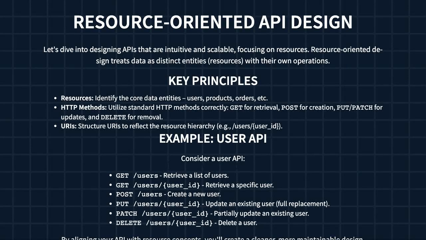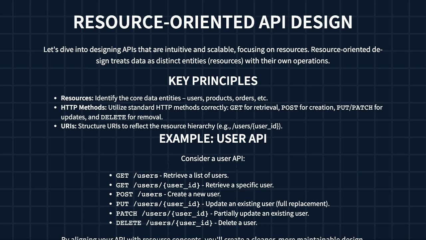Okay, let's talk about designing APIs that are really easy to understand and build upon. We're going to focus on something called resource-oriented design. Think of your data as individual things like users, products, or orders. Each one is a resource. The key idea is to treat these resources separately with specific actions we can perform on them.